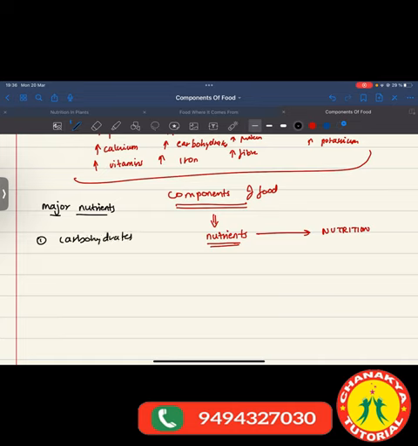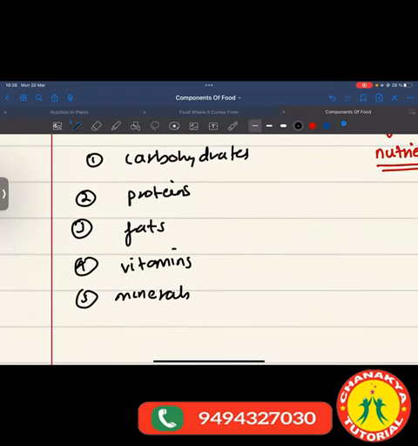We have carbohydrates, we have proteins, we have fats, we have vitamins, we have minerals. These are the five major components of food. All right. Can you tell me examples of carbohydrates? Carbohydrate rich food. Potato, corn, bread, all these are carbohydrate rich foods. Okay, note it down. Note down everything I have taken so far.